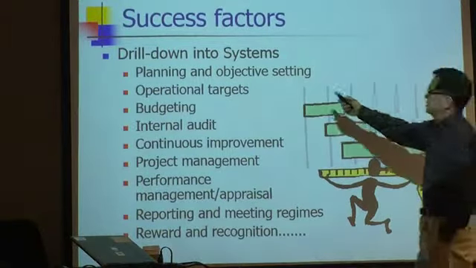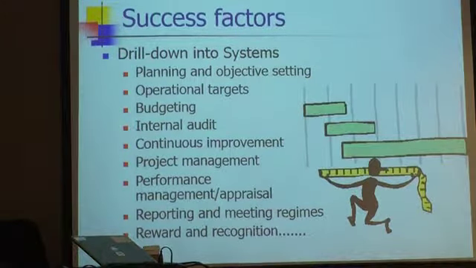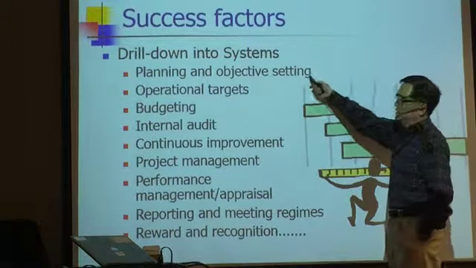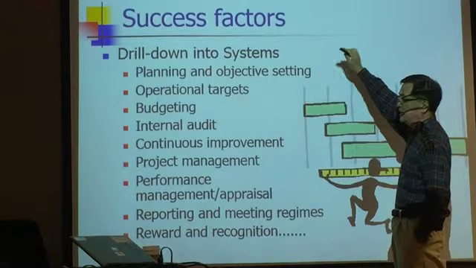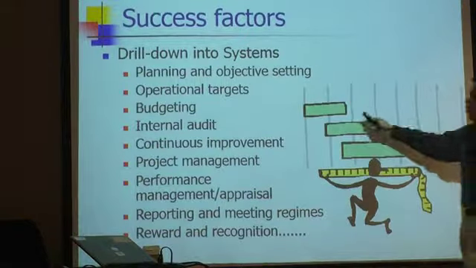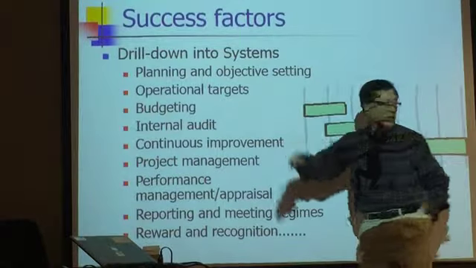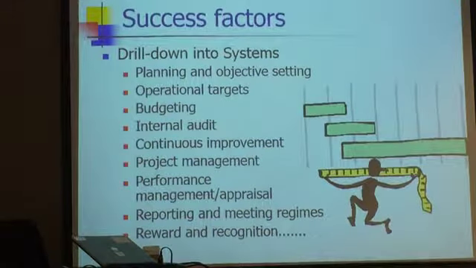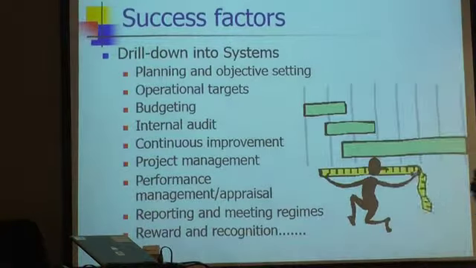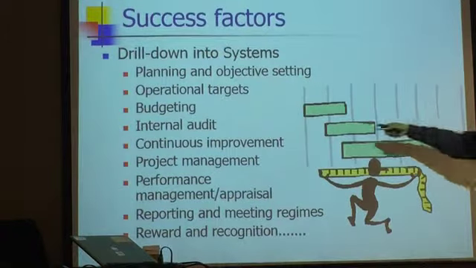Drill down into the system. Drill down into the success factors. Planning and objective setting is higher level. You say higher here. Operational targets are what we have to achieve, shared by the midline and the operating core. Otherwise, up there is strategic, and here is the operational target for the midline and operating core.